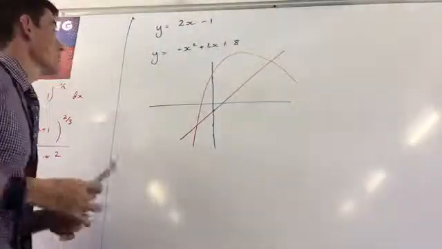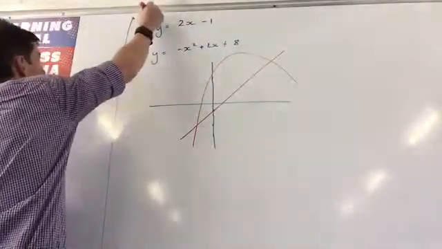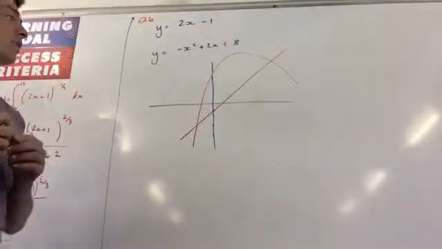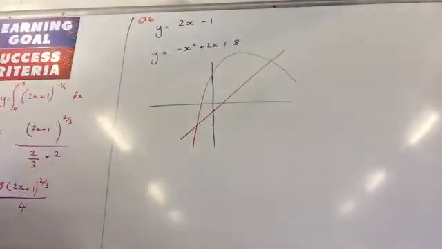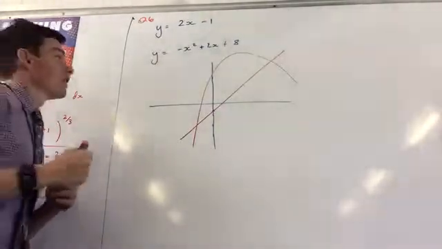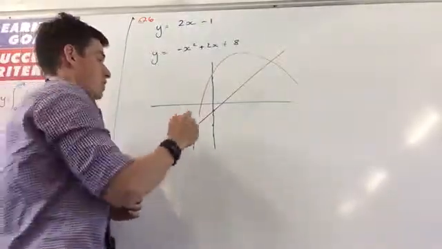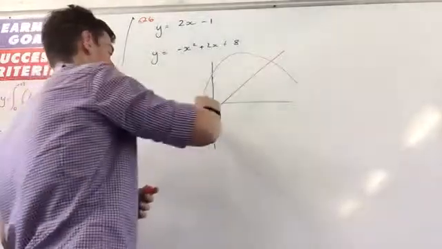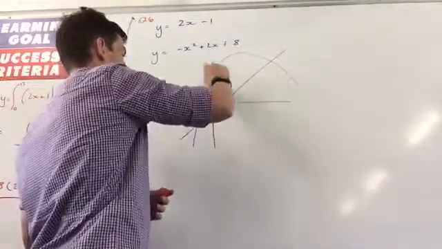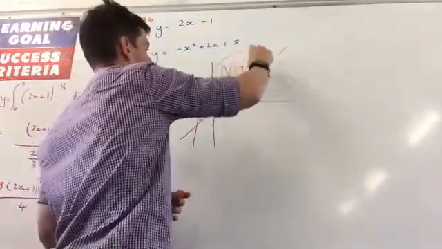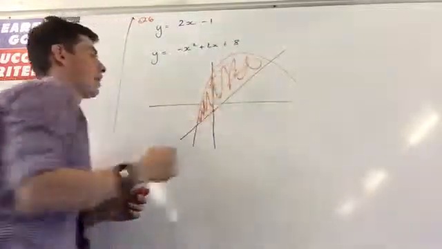So question 6 is asking us to identify the area enclosed by the two functions y equals 2x minus 1 and negative x squared plus 2x plus 8. In a general idea, I haven't done this particularly precisely, we want that area there.